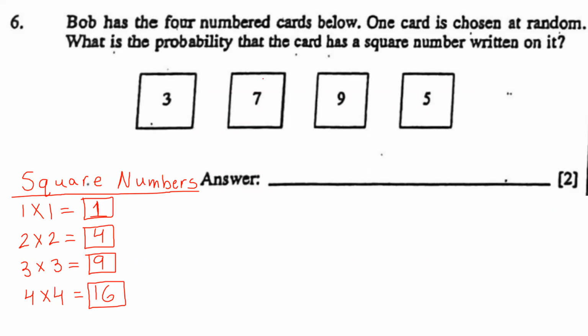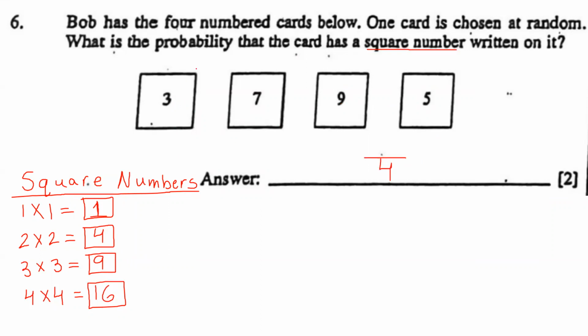So they say, what's the probability that the card has a square number on it? Remember, for probability, we can write it as a fraction. The denominator is going to be the total number of cards. How many cards do we have? We only have 4 cards, so that's the denominator. And the numerator is going to be how many square numbers do we have?